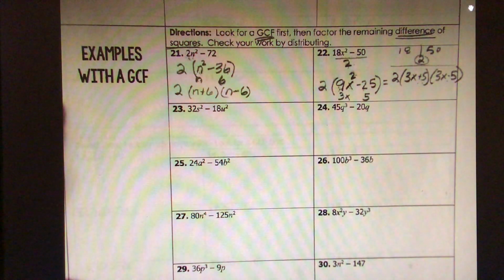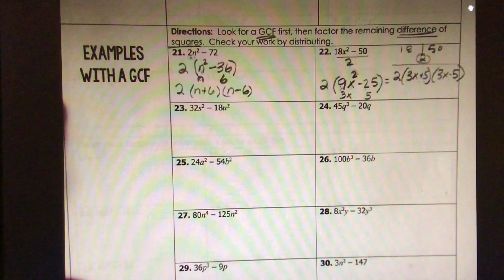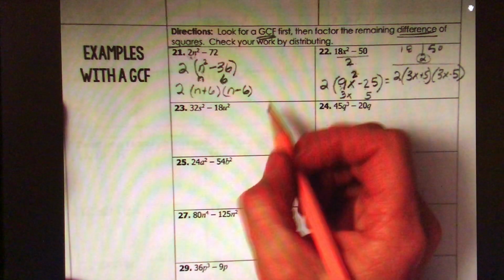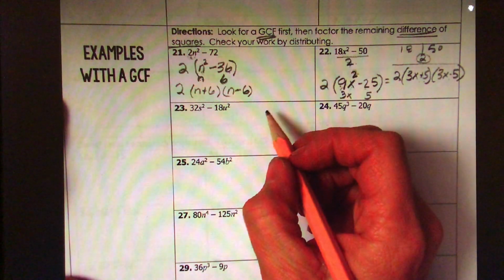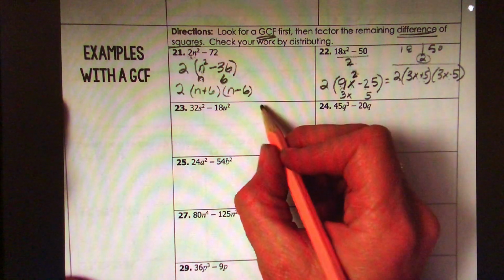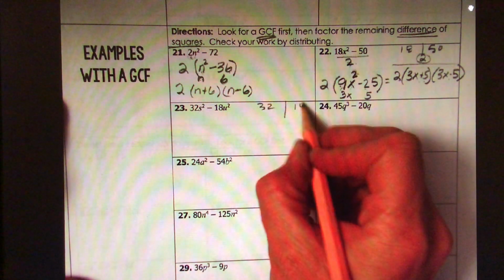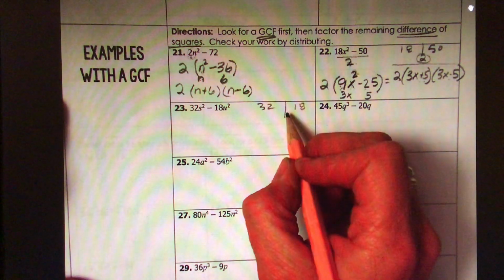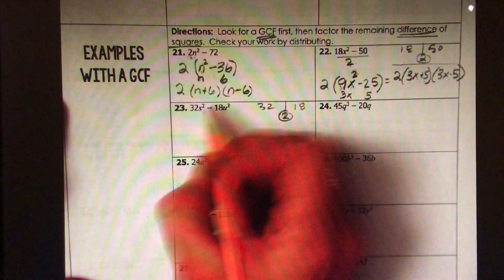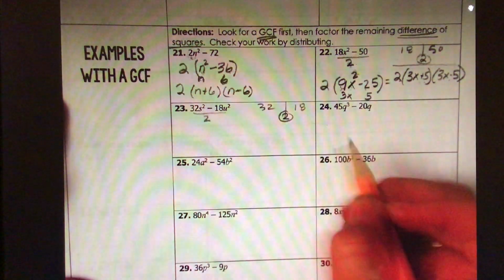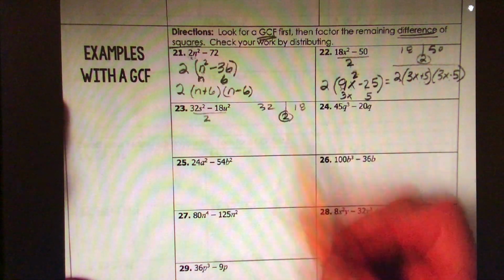Okay, let's go for this one. So again, I'm first trying to extract my greatest common factor. So if I think about my factor, let's try 2. I'm going to try 32 and 18. And let's do the greatest common factor. I think, yeah, we're going to try 2. So I can put the whole thing over 2. Again, what I'm doing is I'm pulling out the factor first.